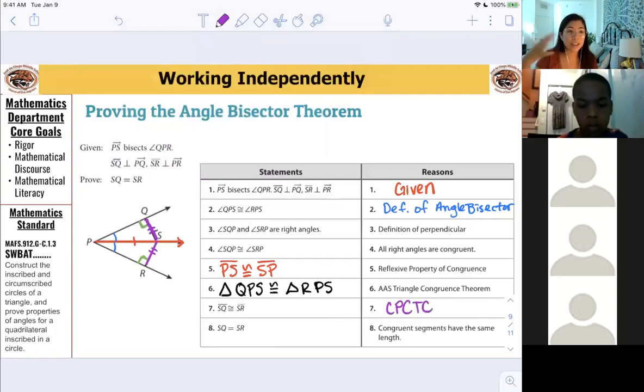Exactly, because CPCTC only works once you prove the triangles are congruent. Now you can pick out a part from the triangle and call it congruent. That concludes everything. SQ equals SR because congruent segments have the same length. So Paula would have loved this. There you go, easy proof.